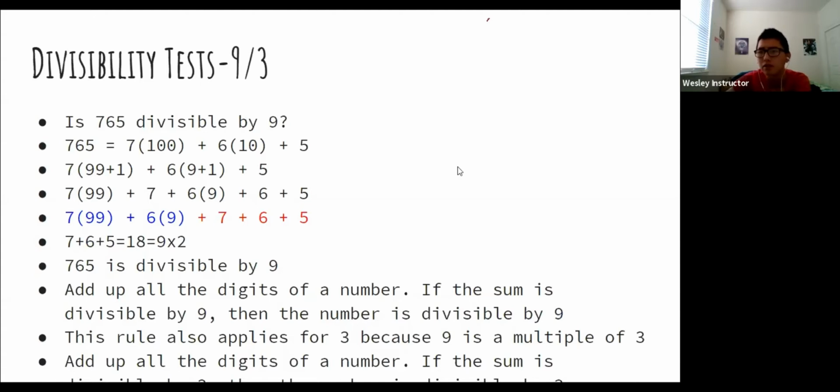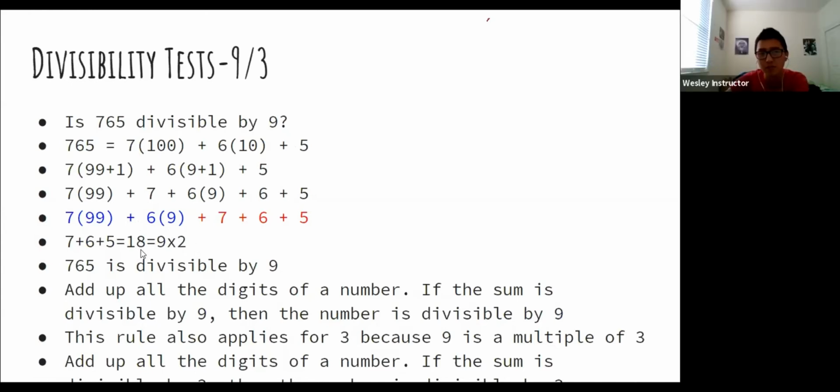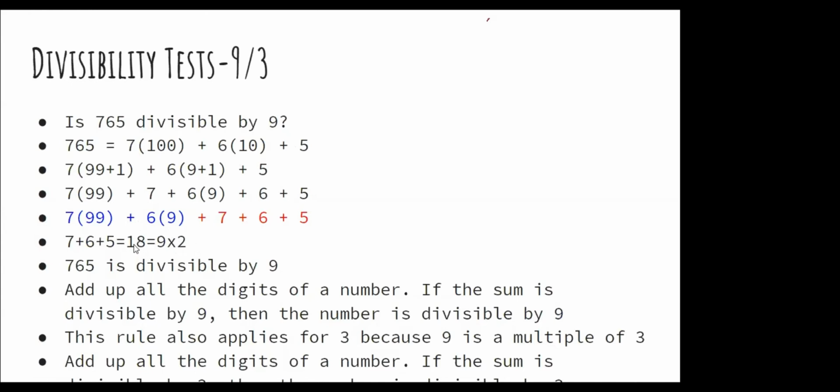Someone raise their hand. Yeah. Why is there a times 2 at the end of 7 plus 6 plus 5 equals 18? Yeah, that's just to prove that 18 is divisible by 9. Oh, I see. Yeah.